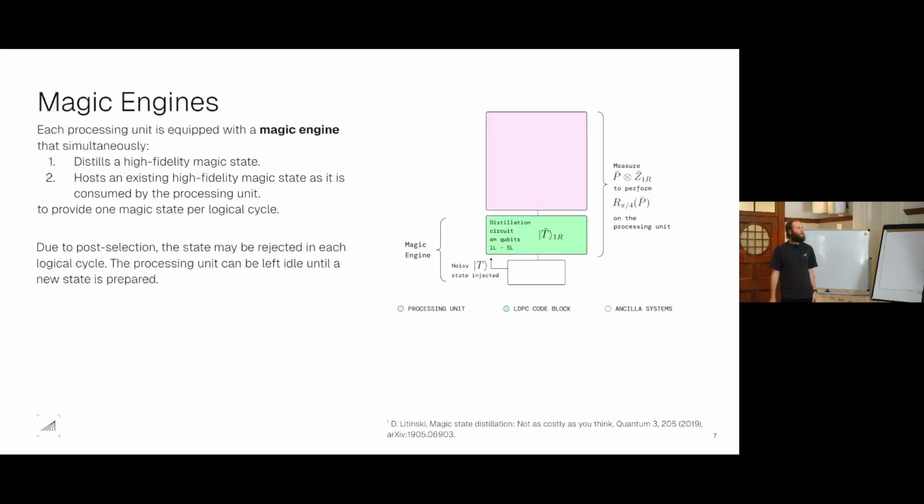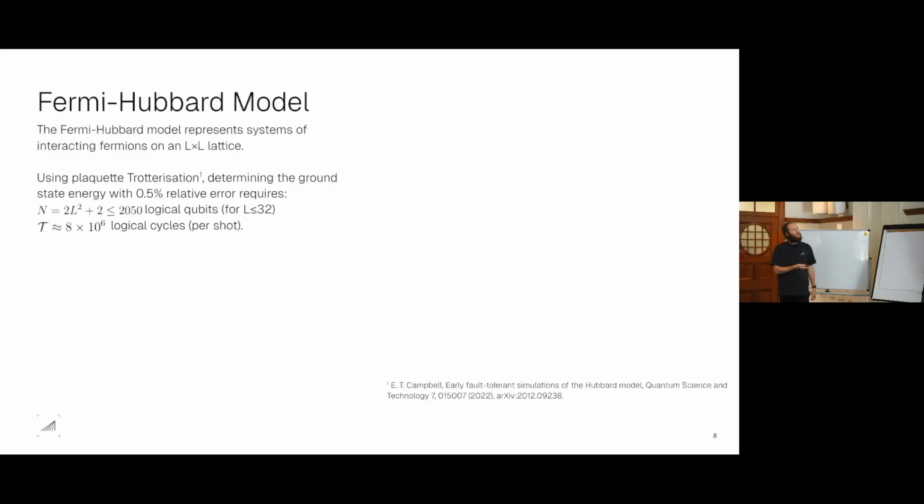All right, this is just a comment to make as well. We're using things like distillation and cultivation here, so there's some post-selection. So we just assume that if you fail to produce an acceptable state, you just leave it idle for a logical cycle. For the way we've set it up, that's never more than about 6%, so you just factor that into the runtime, scaling it up to account for these idle cycles.